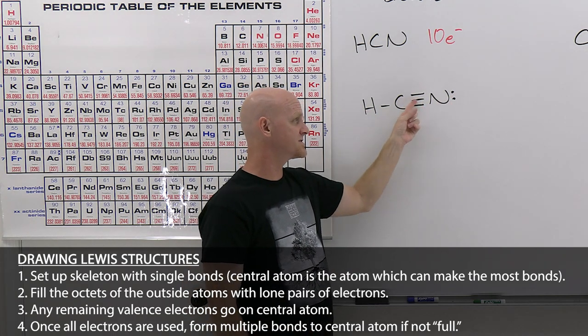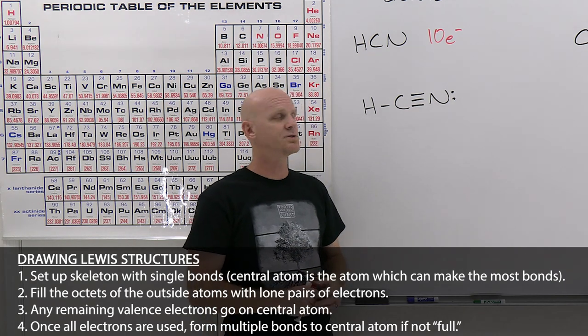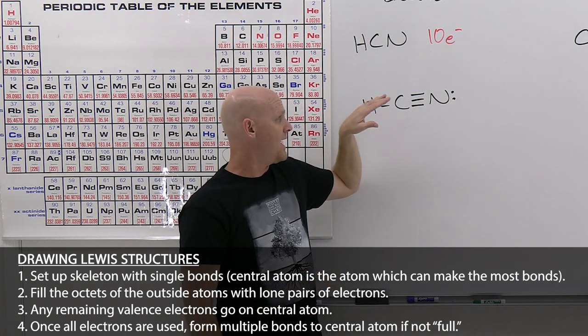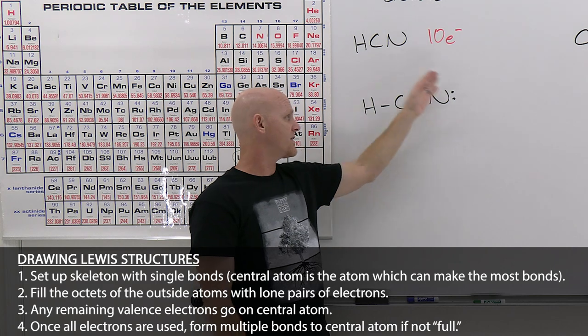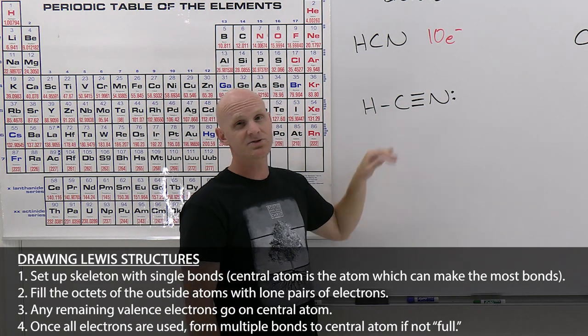Nitrogen still has 2, 4, 6, 8 electrons around him. A lot more of them are shared than unshared in the original structure we had drawn. But we're out of electrons. Everybody's now got a filled octet, or is as full as they want to be. And this is the structure of HCN.